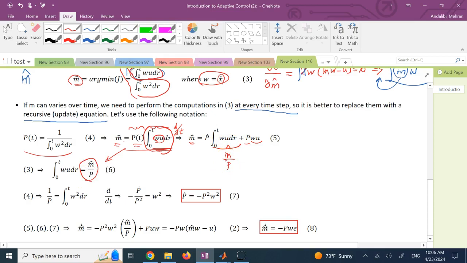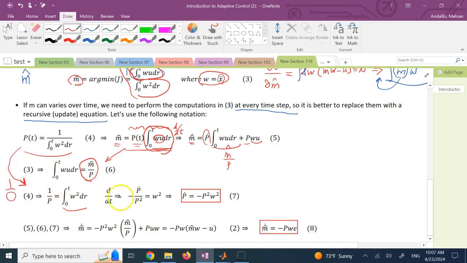And the other thing I need to replace is this p dot term. Where does p dot come from? Well, that comes from the definition of p. If you look, p is 1 over that integral. If I take a reciprocal of this, then 1 over p is the integral of w squared.